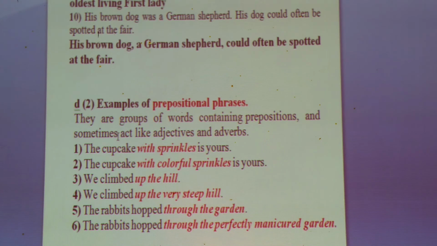Examples of prepositional phrases. Prepositional phrases are the ones that have prepositions like with, up, through in these sentences. The cupcake with sprinkles is yours. The cupcake with colorful sprinkles is yours. We climbed up the hill. We climbed up the very steep hill. The rabbits hopped through the garden. Hopped means jumped. The rabbit hopped through the perfectly manicured garden.